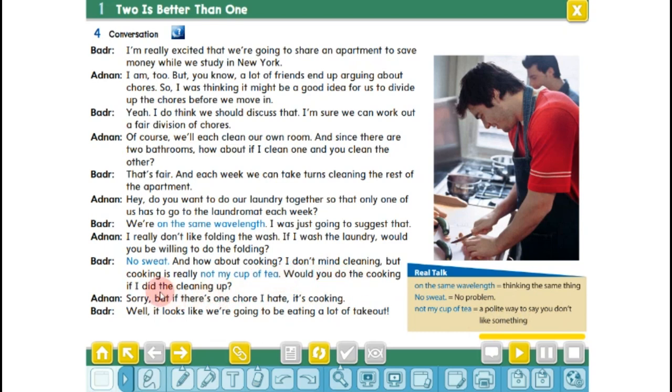Would you do the cooking if I did the cleaning up? قال له sorry but if there is one chore I hate, لو في حاجة أو مهمة بيكرهها هي it's cooking, هو الطبخ. قال له well, it looks like we are going to be eating a lot of takeout. يعني يأكلوا من برا كتير.